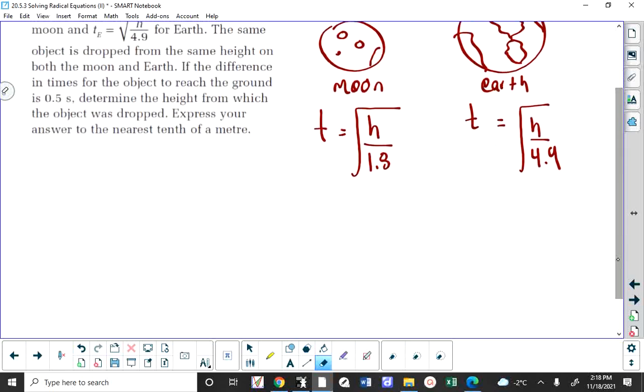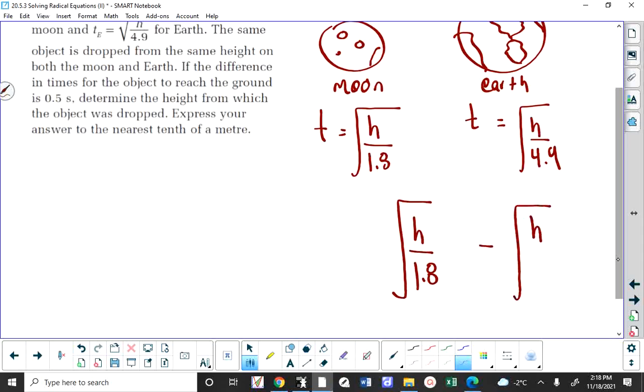But the time it takes to fall on the moon will be more than the time it takes to fall on the Earth. So the difference is found by taking the larger time minus the smaller time. Yeah. I understand what you're about to do now. That's not what I did at home. What I did at home was I thought that the moon would take longer. So I took the square root of h over 4.9 plus 0.5.